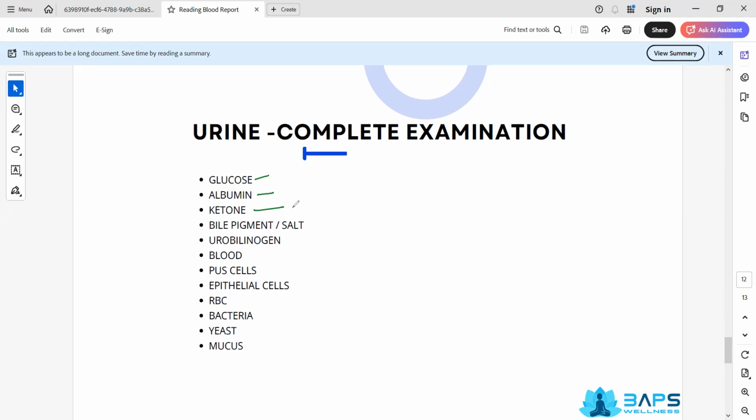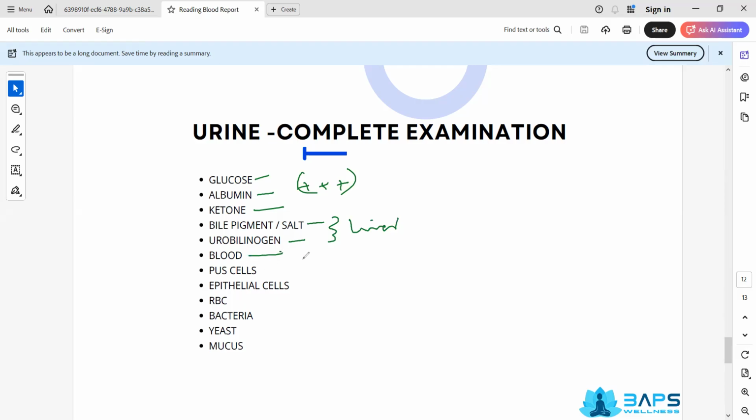Ketone bodies will be there, which is because of the fat metabolism. Albumin will be seen in the case of kidney failure cases. So if you see more of albumin, plus, double plus, triple plus and all, it is a signal that the patient is a CKD case. Bile pigment, if you see the urobilinogen, it is about the liver.